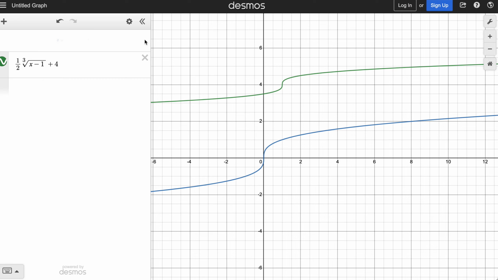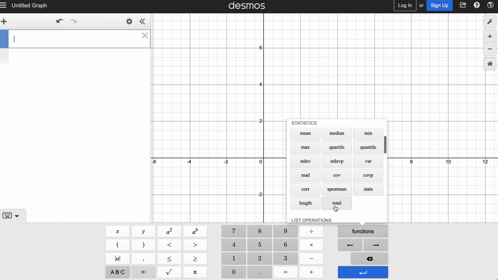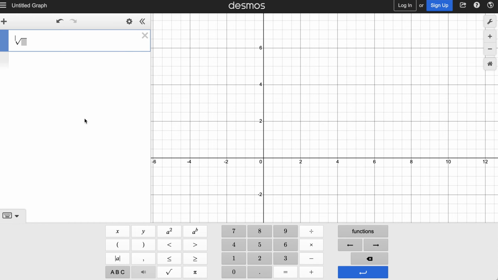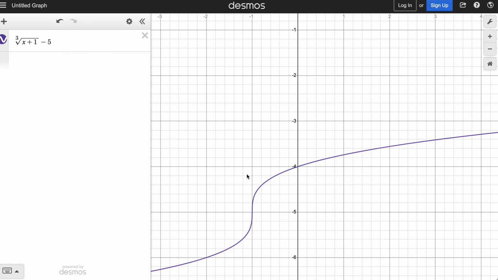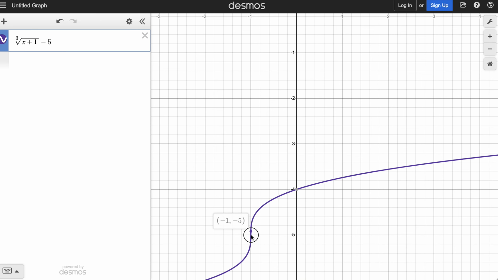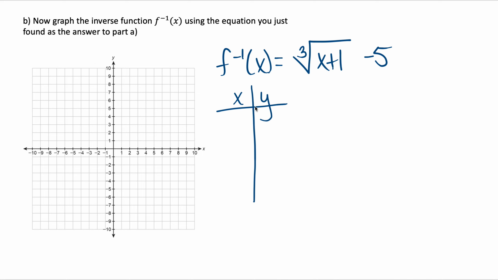So I'm going to go to Desmos, and I'm going to type in that new equation that I have. So I'm going to type in cube root of x plus 1, and then minus 5. Okay, so let's get some points from here. If I go to my graph, I can see that at -1, I'm at -5, right? 0, -4, and let's find some other points. Okay, so at 7, we're at -3. You can always use more than 3 points. I just want at least 3 so that I can see that you've correctly identified the graph. So we have 0, -4, and 7, -3.